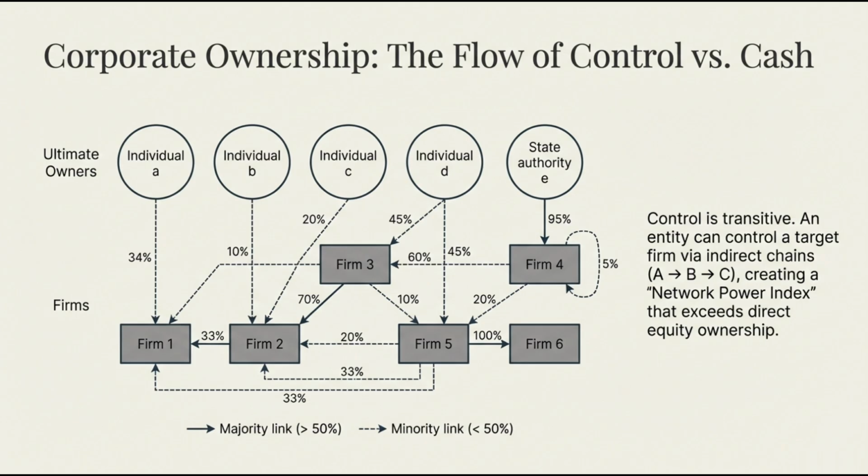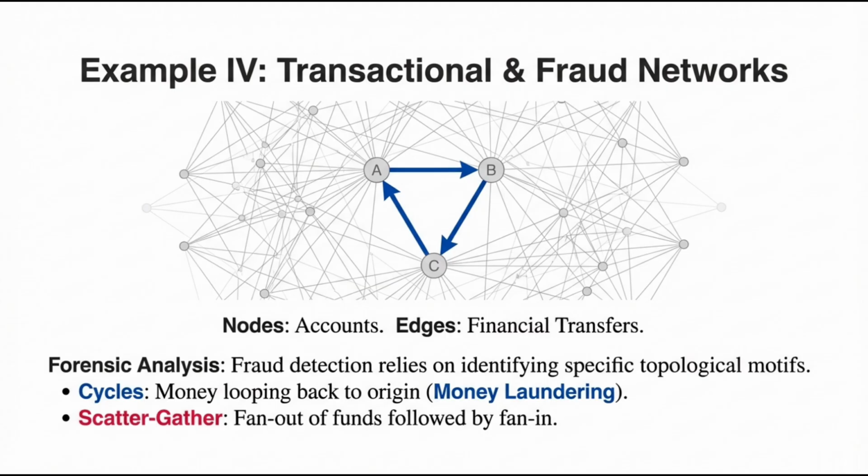Think of it like a chain of command. The formal legal ownership at each step may look modest, but once you trace the full network path, the effective control can be substantial. This is why ownership networks are often studied using directed graphs and why simple pairwise shareholding percentages can miss the true concentration of control. We now turn to transactional and fraud networks, which are another very different application of graph theory.